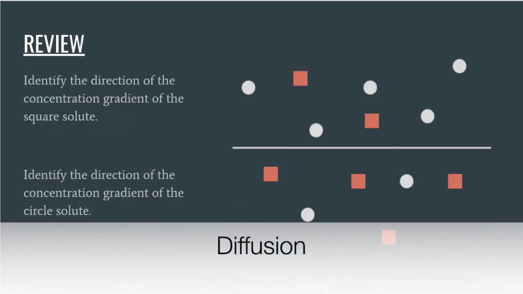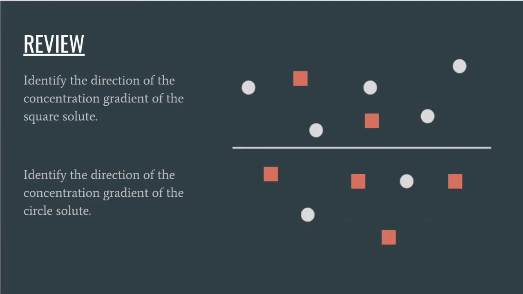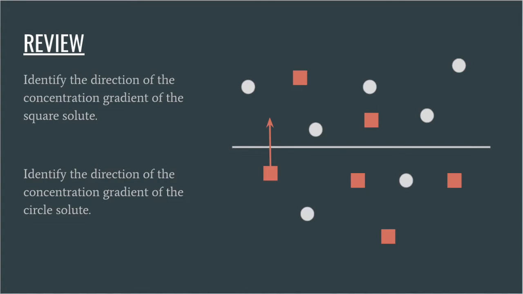Diffusion is a type of passive transport that does not require the use of any energy. In this type of transport, our solutes are going to move with the concentration gradient from areas of higher concentration to areas of lower concentration until we reach this dynamic equilibrium, or the same amount of solutes on both sides of that cell membrane. So in this image, we would expect to see your square solutes move upwards.